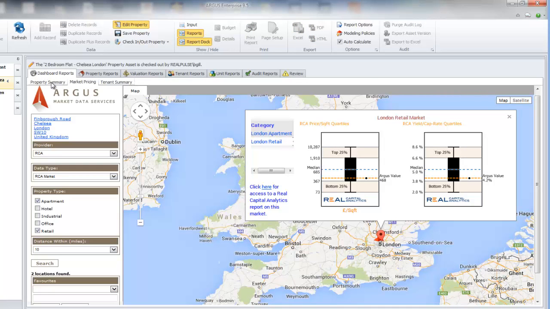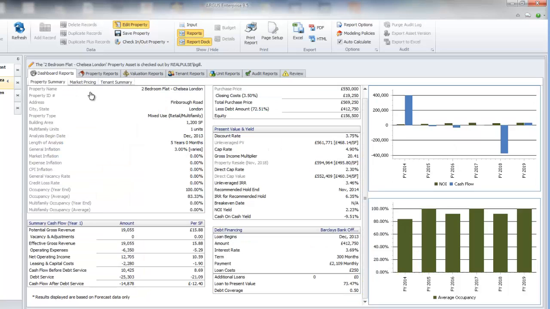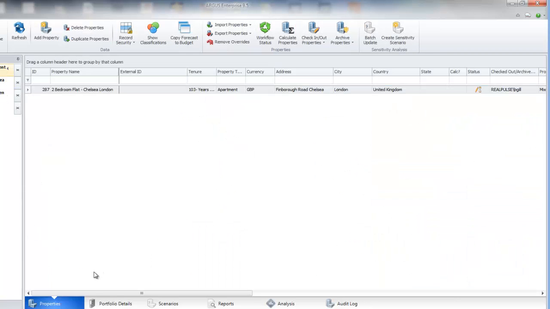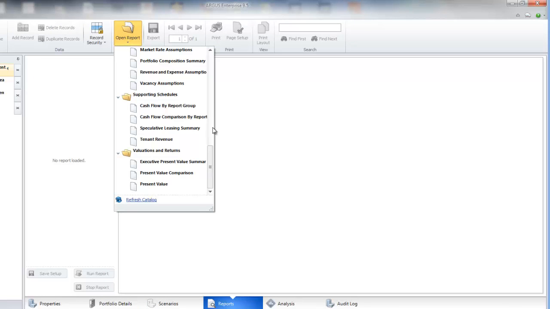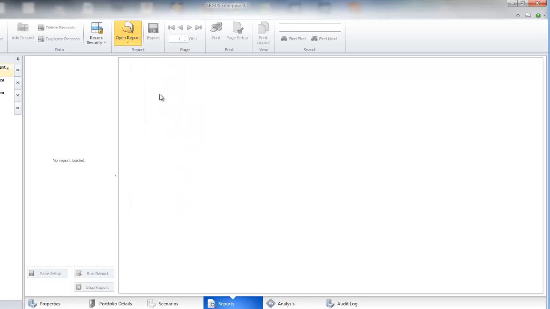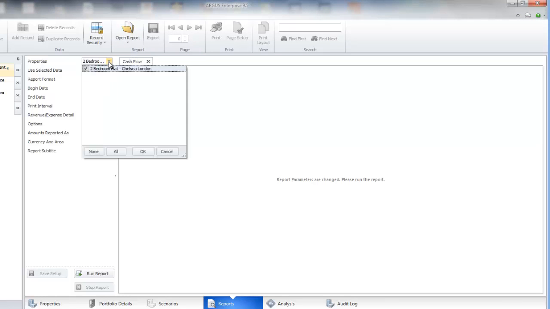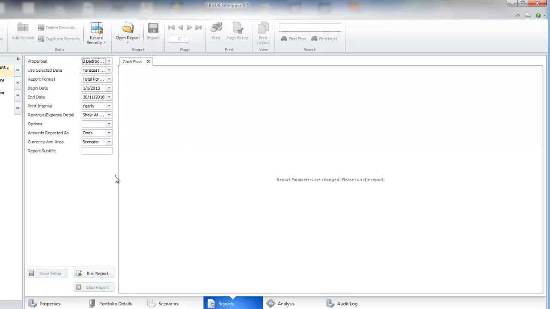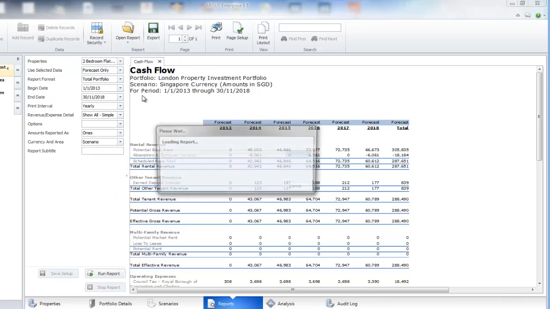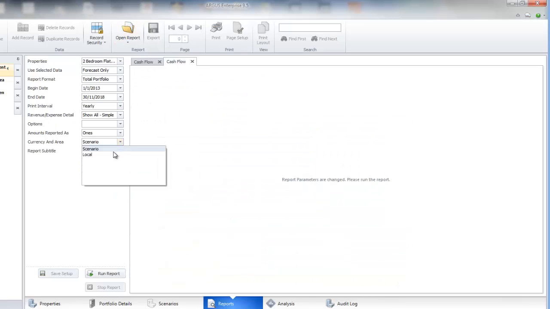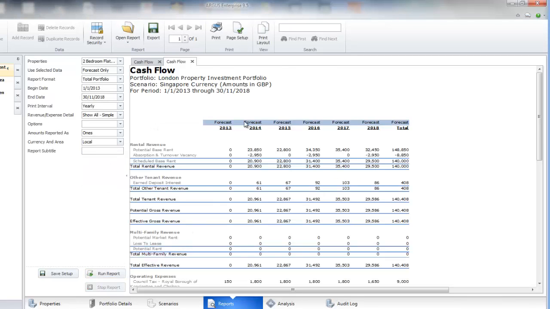Now, how do we view this entire set of analytics that we've just undertaken for this 2-bedroom investment property in Singapore currency, or Singapore dollar terms? All you have to do is click on the report tab in ARGUS DCF 16, and simply run a cash flow analysis. In this case, it's a 2-bedroom flat that we have just modeled. We can look at the base scenario being in Singapore dollars, and in the same instance I could open up a comparison in local currency terms, based in sterling.